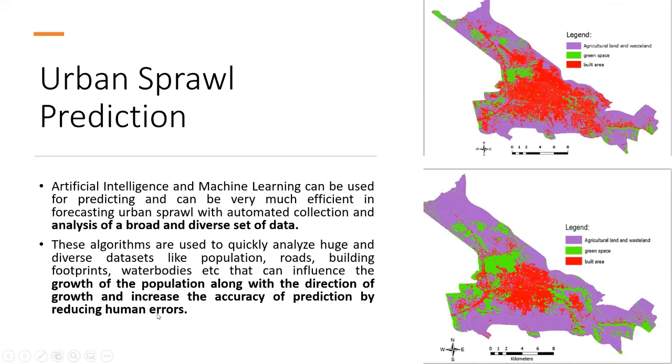And when humans are doing it, we can consider three parameters, four parameters, five parameters. There will be a limit to which humans can analyze the number of parameters. But when we use AI or ML or computer programs to analyze these parameters, the number of parameters can be increased, and it will give better results with high accuracy.